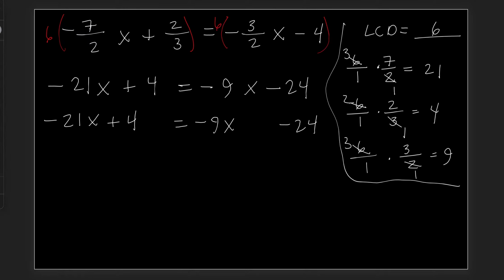So what I'm going to do is add 9x, and I have to do it to this side as well, because that will make 0. 0 minus 24 leaves that minus 24 by itself. And then over here, we have negative 21x plus 9x, so that's negative 12x plus 4.